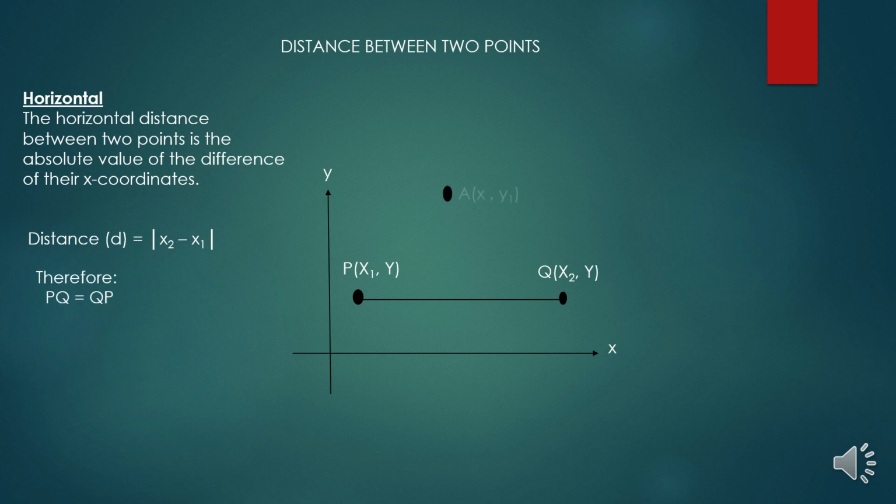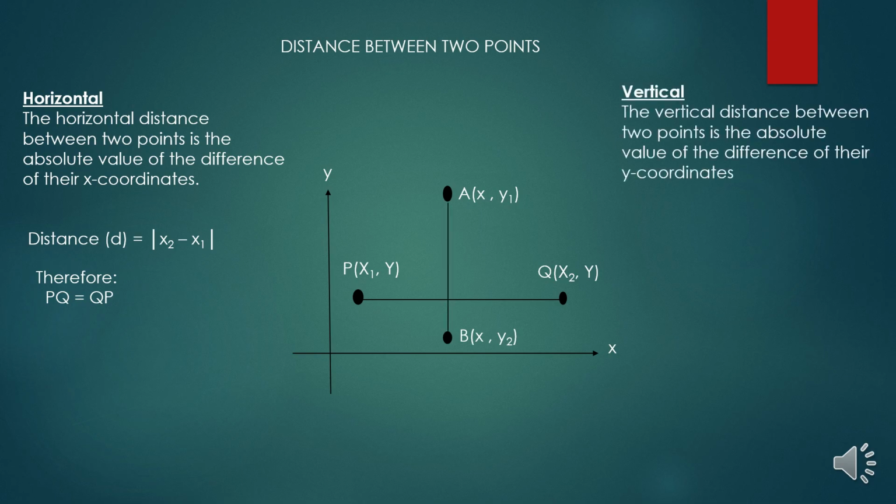Point A has coordinates of x and y sub 1. Point B has coordinates of x and y sub 2. Connect these 2 points, and we have a vertical line. The vertical distance between 2 points is the absolute value of the difference of their y coordinates, because y sub 2 and y sub 1 are not equal. So using the formula, the distance d is equal to the absolute value of y sub 2 minus y sub 1. Therefore, the distance from A to B is also equal to the distance from B to A.